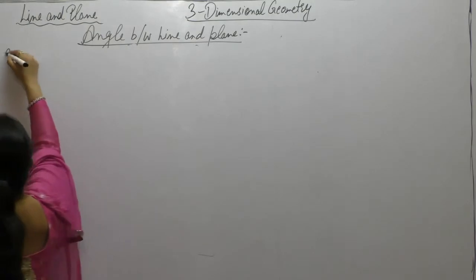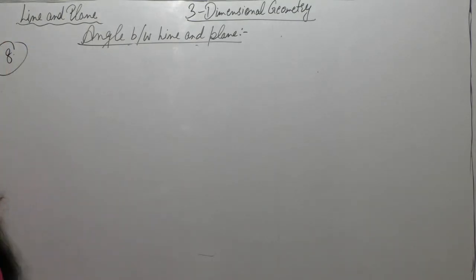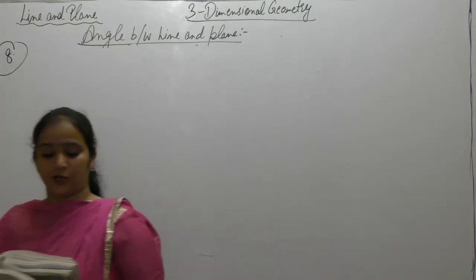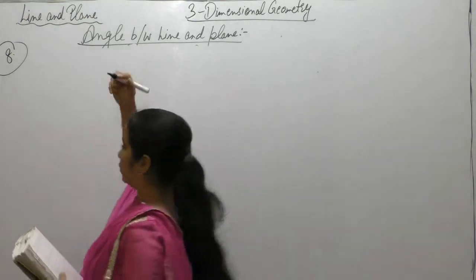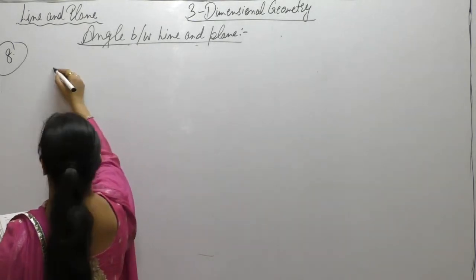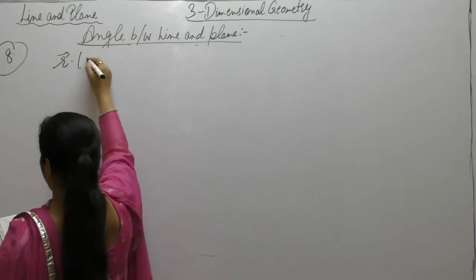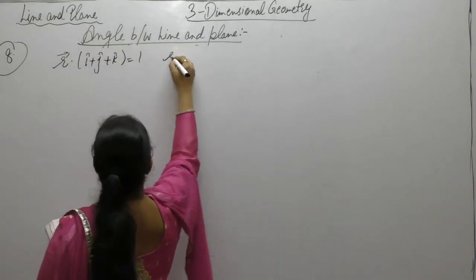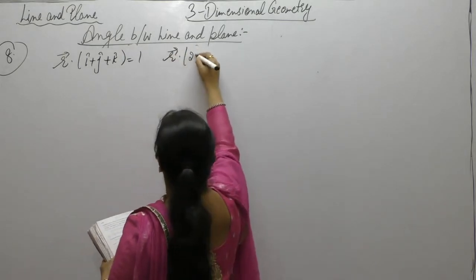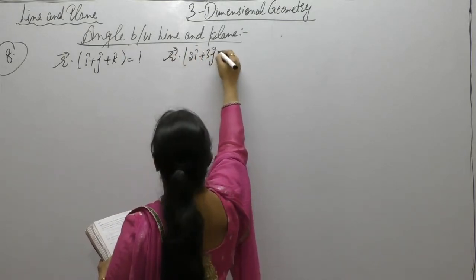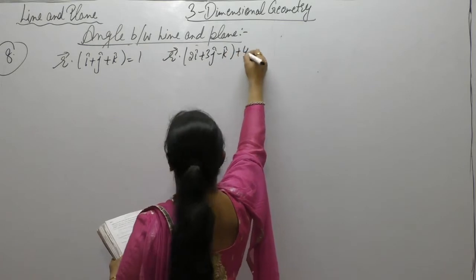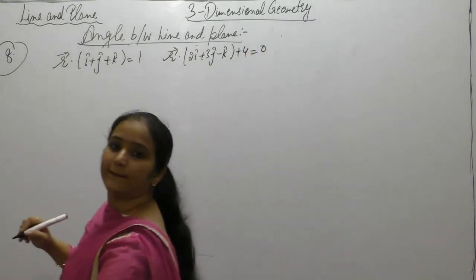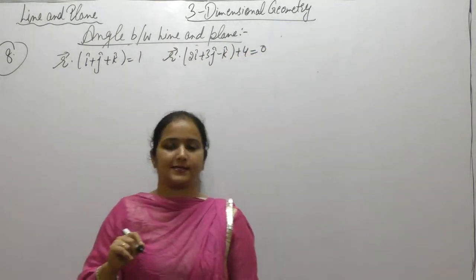The next one. Find the equation of the plane passing through the intersection of the planes r dot i plus j plus k equals 1, r dot 2i plus 3j minus k plus 4 equals 0, and parallel to the x-axis.